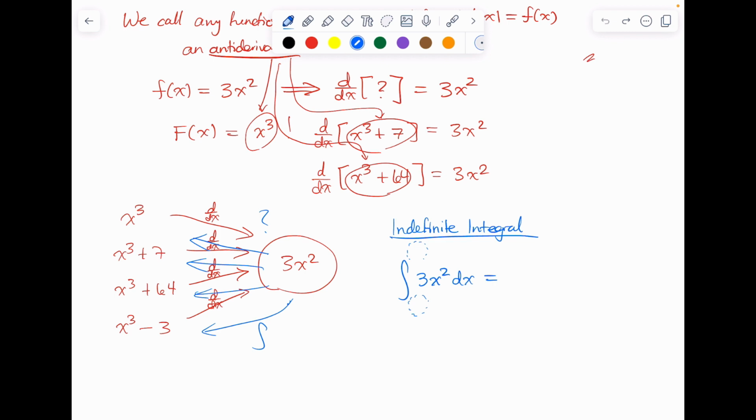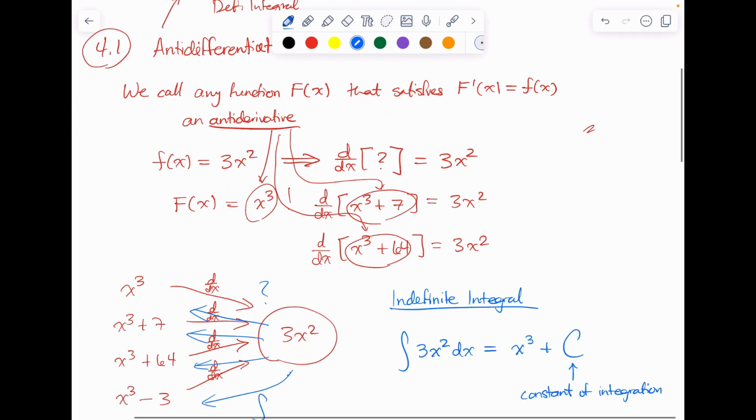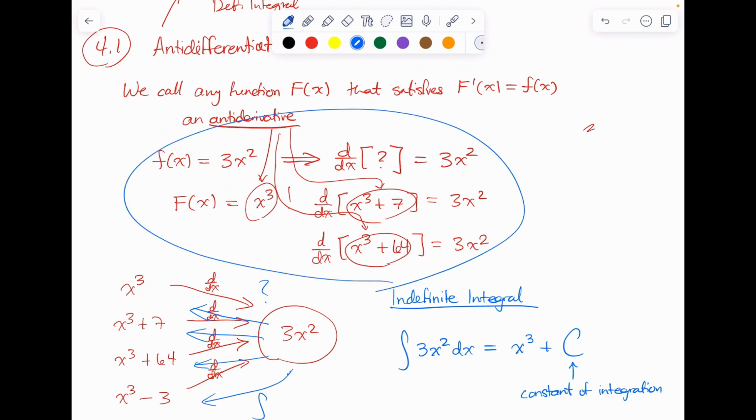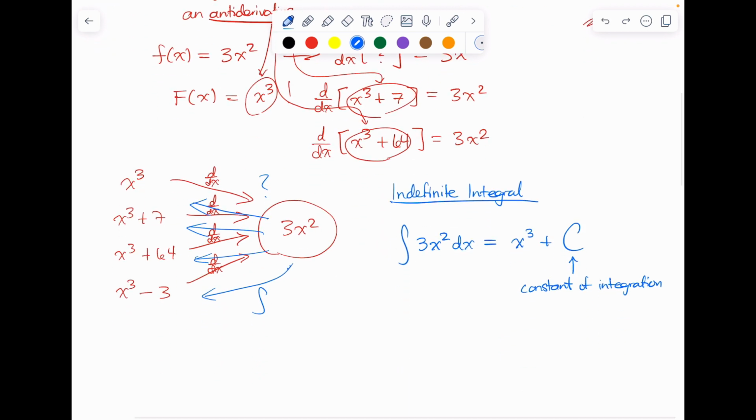And what we would say the answer is that the indefinite integral of 3x squared dx equals x cubed plus some constant c. That constant c is typically called the constant of integration. Right? Because like we showed before up here, there is actually an infinite family of functions that all have the derivative 3x squared. And we want to represent that entire family on the right side of this equation. So this is a family of functions.